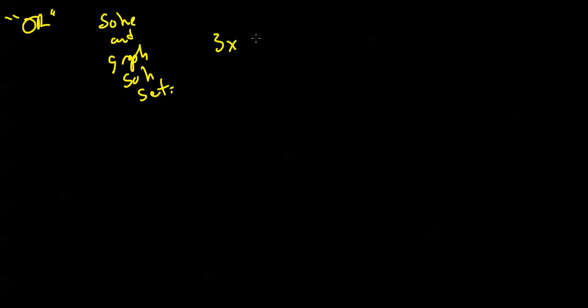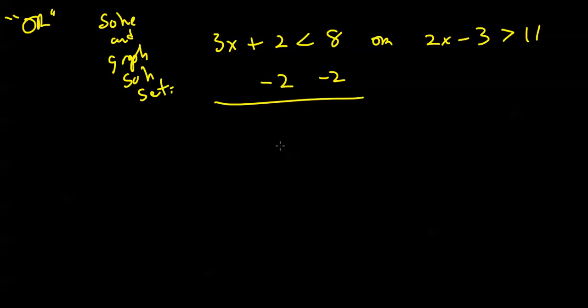Let's do two more. Again, these are OR type inequality statements. Solve and graph. Solution set. 3x plus 2 is less than 8, or 2x minus 3 is greater than 11. Alright, I'll take it a branch at a time. I'll look at the left branch first. I'll subtract 2 from both sides. I get 3x is less than 6, which tells me, of course, x is less than 2.